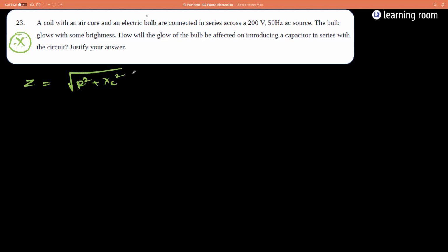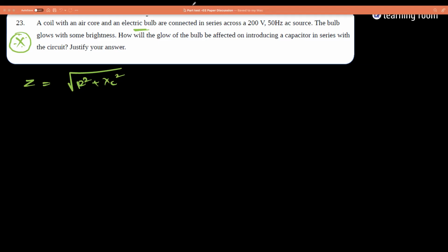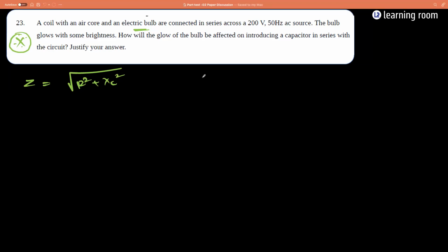Guys, are you able to understand? A coil with an air core and electric bulb are connected in series across a 220 volt source. So a coil with air core is actually an inductor and an electric bulb is actually a resistor. So this is an inductor, this is a resistor. The bulb glows with some brightness. Now what will happen when a capacitor is introduced in series? What will happen to the impedance?